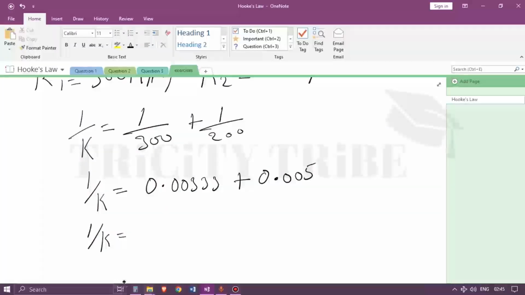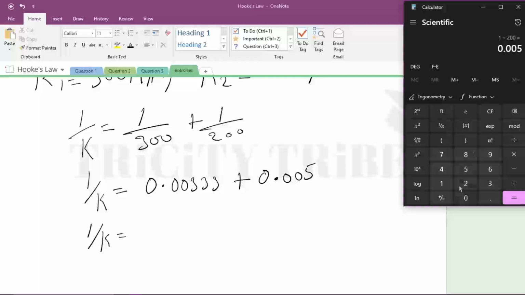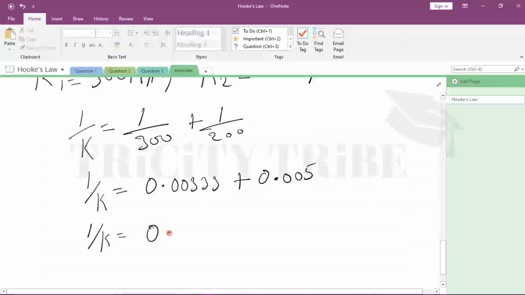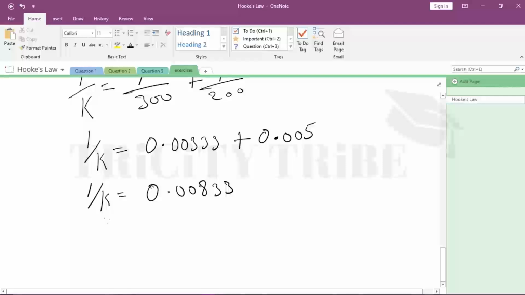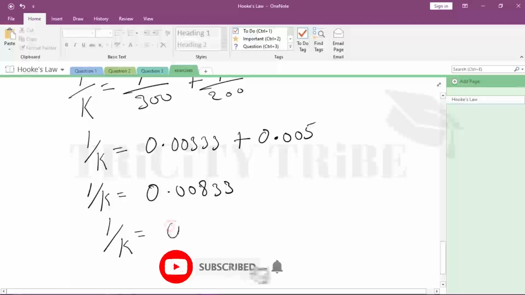Let's sum up the numbers together. 0.00333 plus 0.005, and we have 0.00833. Now we know that this is 1 over K.